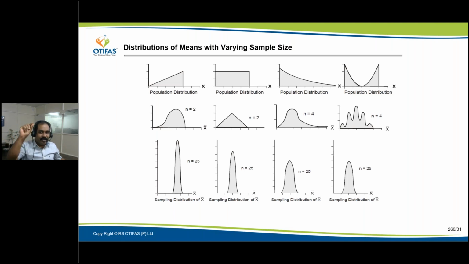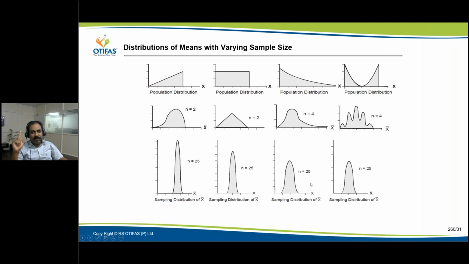You get x bar 1, x bar 2, x bar 3. You remember in the previous slide I showed x bar 1, x bar 2, x bar 3. Now, if I plot a distribution of sampling means, and if n is more than 25, say n is equal to 25, I get almost a normal distribution.